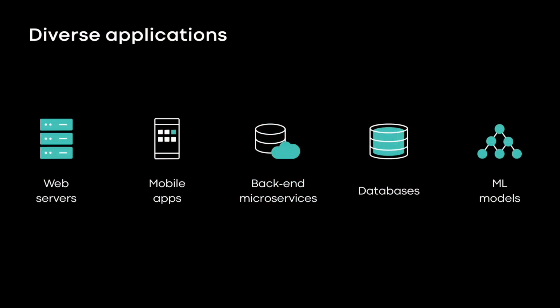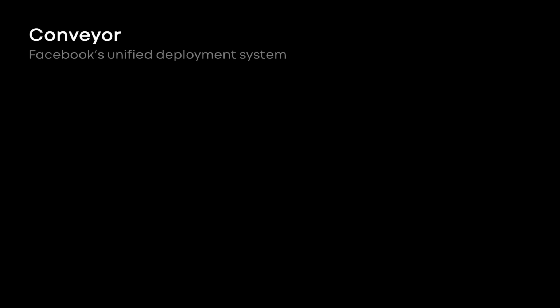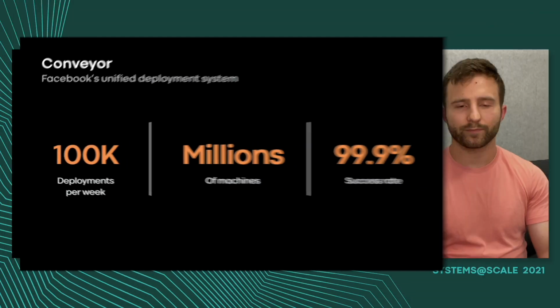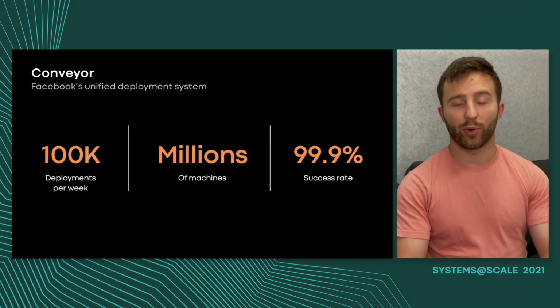As you can probably guess, our company runs a lot of code. We have the Facebook.com web servers, we've got mobile apps like Messenger, WhatsApp, and Instagram, we've got backend microservices, databases, machine learning models, and most of these applications are updated through a single system known as Conveyor. Conveyor is Facebook's continuous deployment system, which operates 100,000 deployments each week across the Facebook fleet consisting of millions of machines, all while achieving a 99.9% success rate. But this certainly wasn't always possible.